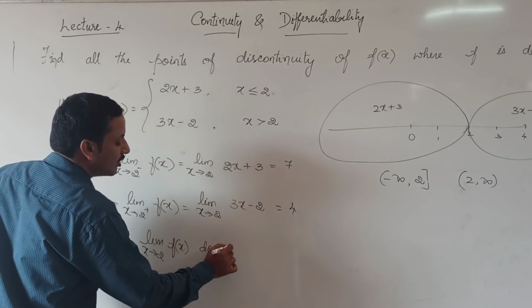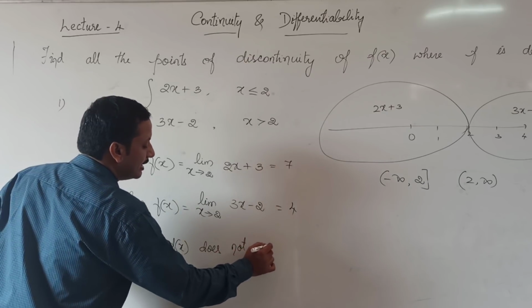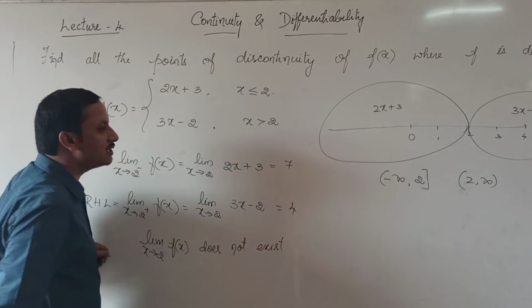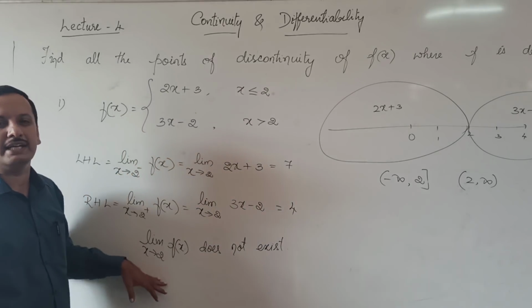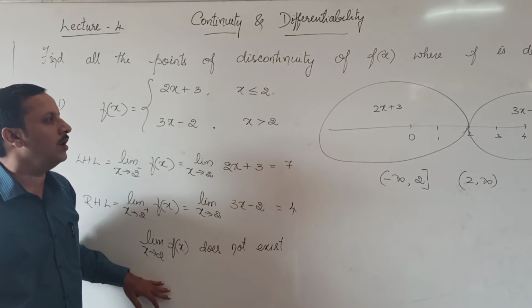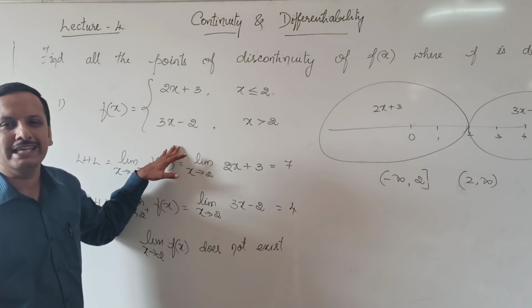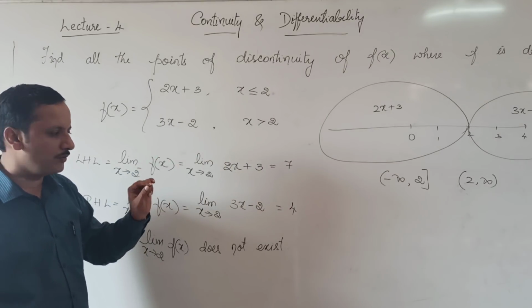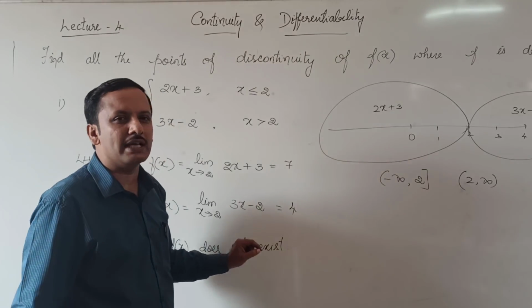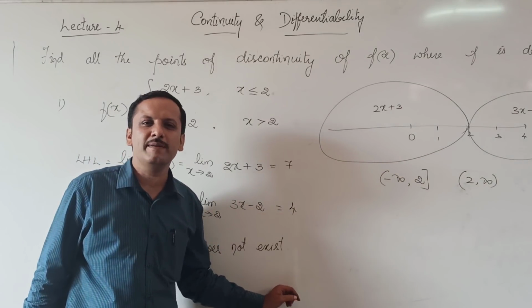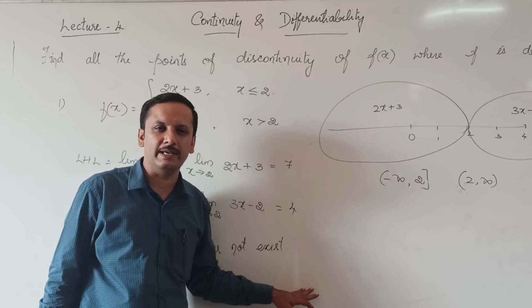If the limit does not exist, then clearly we can say that the function is discontinuous at x equal to 2. So, the only point of discontinuity for this function is 2. Okay. So, finally you write one sentence: x equal to 2 is the only point of discontinuity.